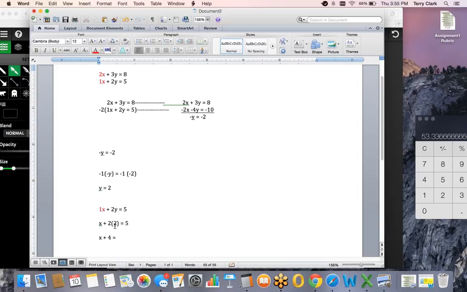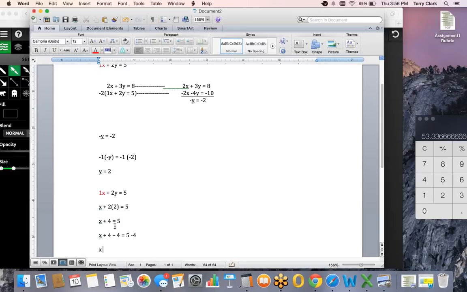x plus 4 equals 5. Then I got to subtract 4 from both sides, and that's going to give me x equals 1. So now I know what y is. y is 2, and x is 1.